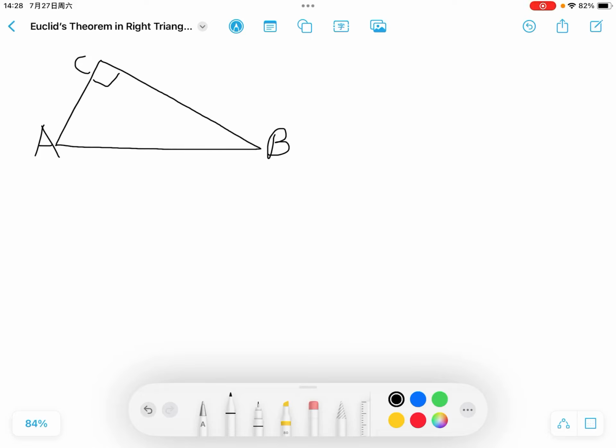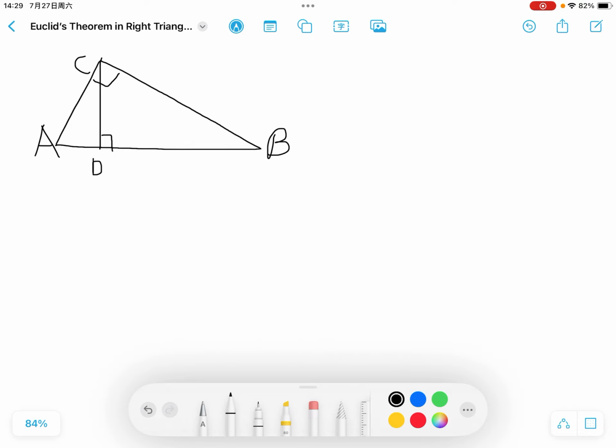So today I'm going to prove Euclid's theorem in right triangles. So basically, what is Euclid's theorem? Say I have a right triangle here, ACB, and angle C is the right angle. I've labeled it, and I drop an altitude onto the hypotenuse AB from C. Just assume that it's a straight line, and we have this 90-degree angle. It's an altitude, and we call this point D.